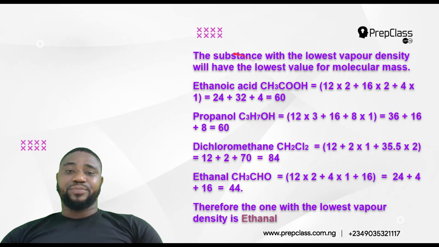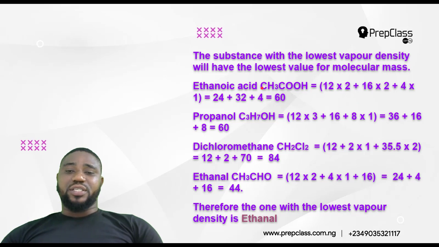I said that the substance with the lowest vapor density will have the lowest value for molecular mass. That's the point. Any of them that has the lowest vapor density should be the lightest among them, and the one that is lightest will have the least value for molecular mass. So let us analyze them.